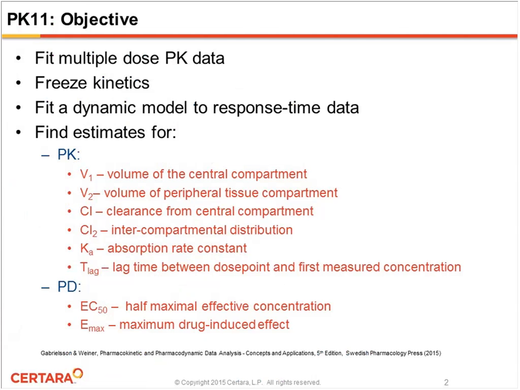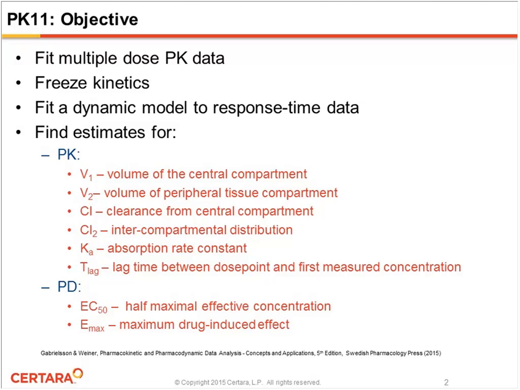Overall, we want to find estimates for quite a few parameters. For example, for PK, for a two-compartmental model, we have the two volumes, two clearances. Since it's extravascular data, we have the absorption rate constant. And in addition to that, we will also estimate a lag time between the dose point and the first measured concentration. For the PD part, we've got two parameters, EC50, this is the half maximal effective concentration, and Emax, the maximum drug-induced effect. So that's the task, that's the objective.